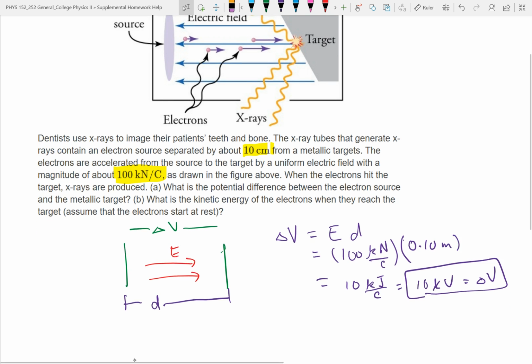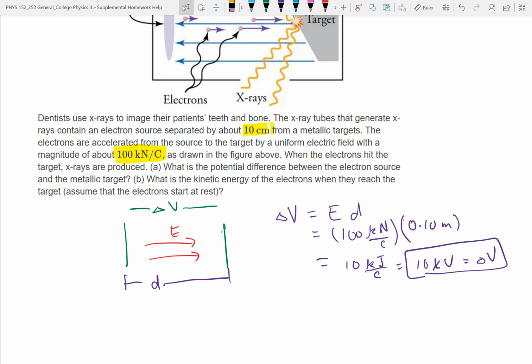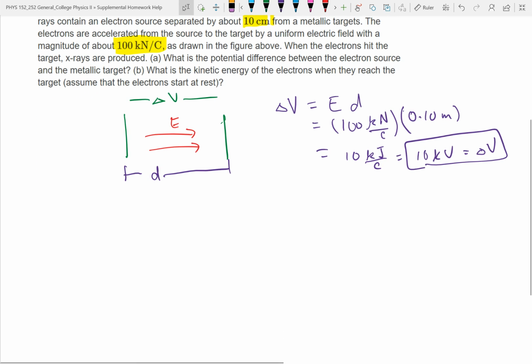So now we have the voltage difference, and then we have part B. It says, what is the kinetic energy of electrons when they reach the target, assuming they start from rest? So how can we find the kinetic energy? Well, the change in kinetic energy is equal to the negative of the change in potential energy.